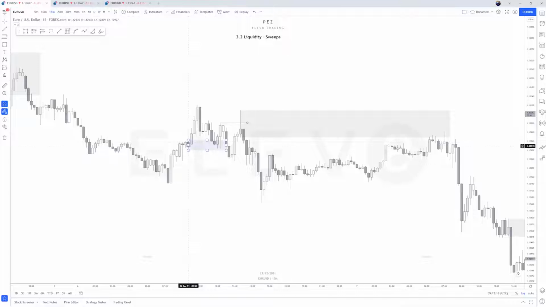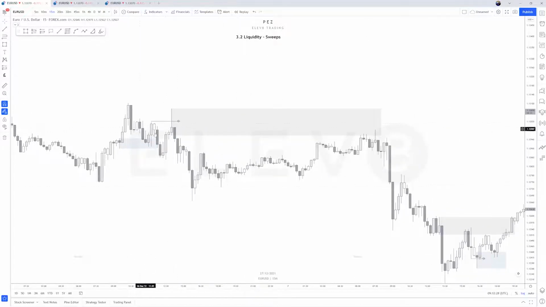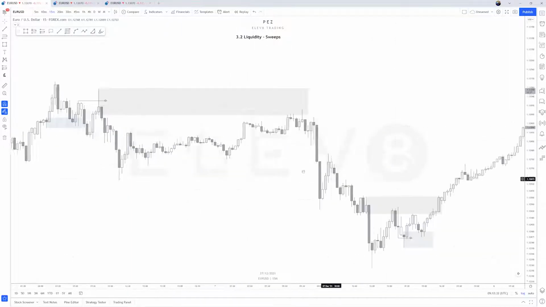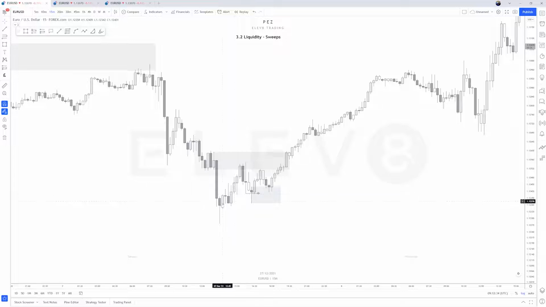And here you can see we get this demand created, push up, tap into demand, and then we get this high created, come back, sweep this high, and then price comes down, liquidate and mitigates this sweep here. Here, tap into supply, pull back, creating this low. This low then gets swept before moving off.